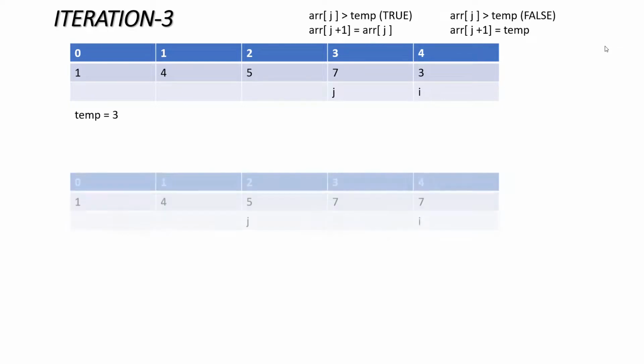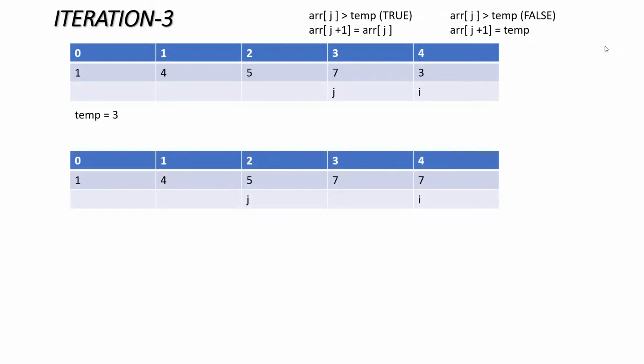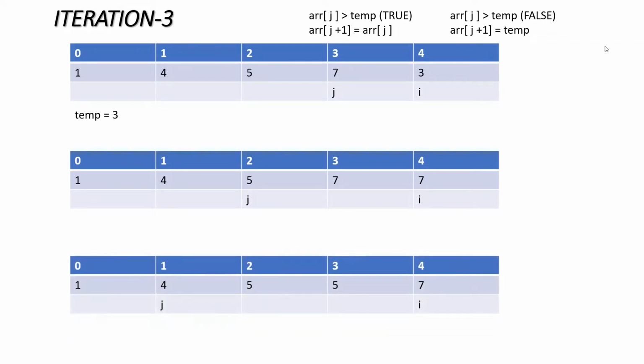After inserting, it looks like this. Then I decrement j. Now j is at the second index. After decrementing, the element at index j is 5 and temp is 3. Now I have to check whether the element at index j is greater than 3 or not. That means whether 5 is greater than 3. Here it satisfies the condition. Then I have to insert the element in the second index into the third index.